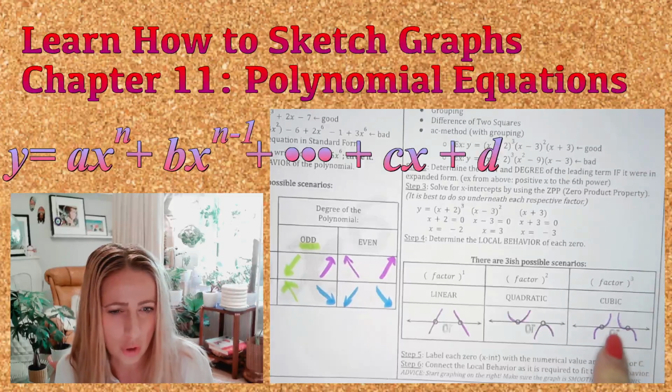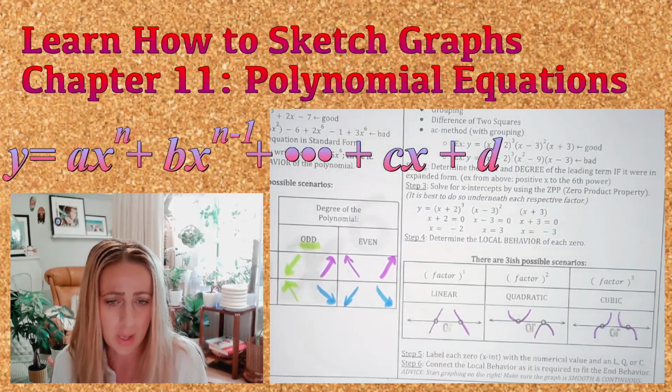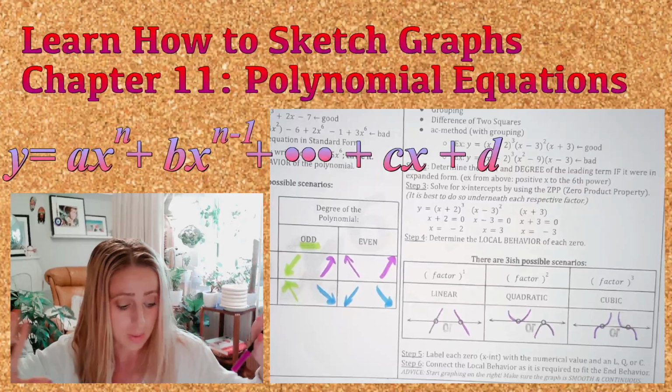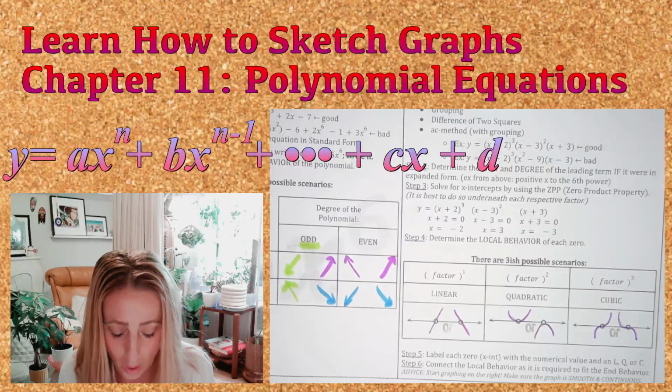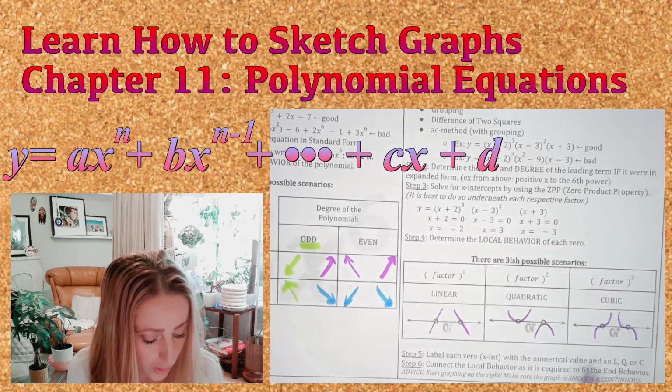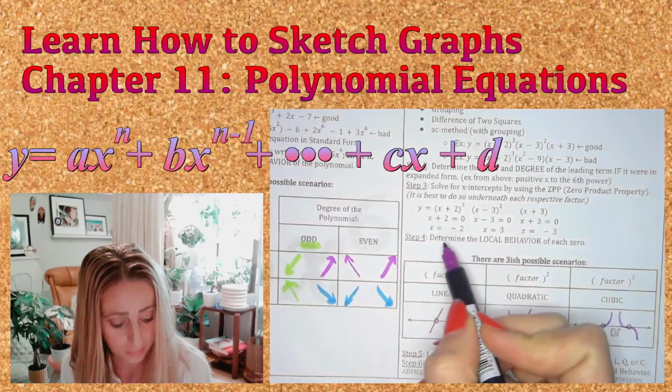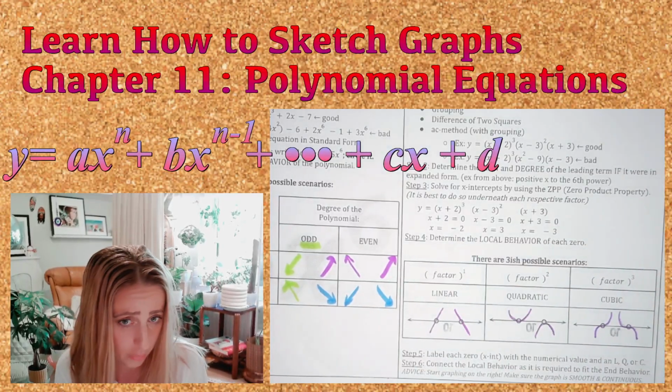Now the end behavior has no relationship with how it behaves at the zeros. The end behavior is the overall end behavior. Locally, you've got to figure it out based on other details, whether it's a y-intercept, maybe you have to pick a point to plot, whatever. So label your zeros with the numerical value and its behavior.